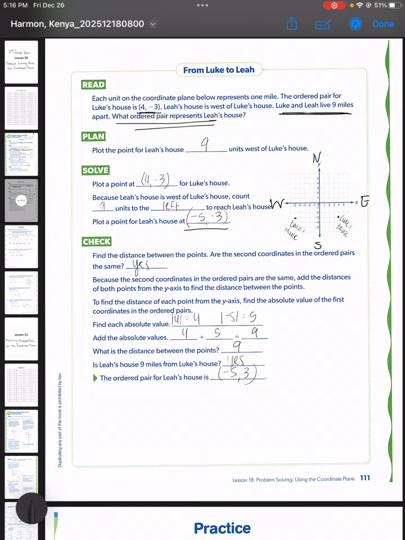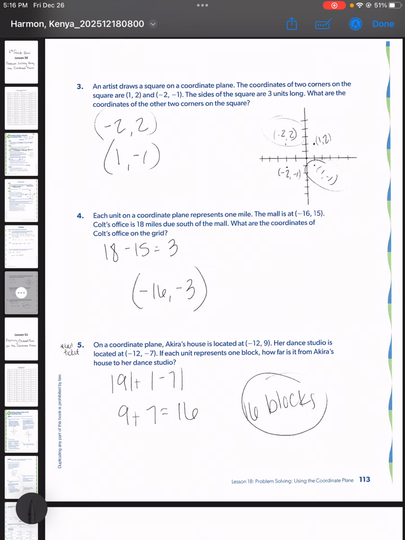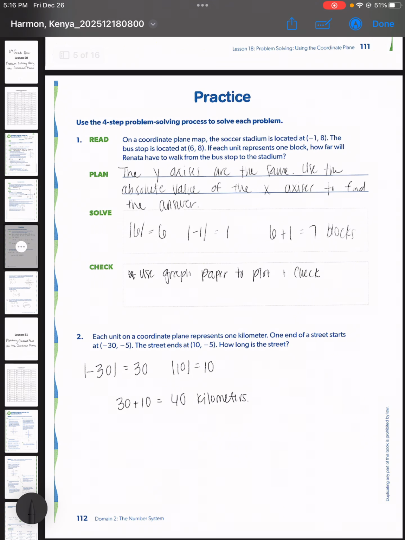We can use the strategy that we just learned in the first example to calculate the distance between the 2 coordinates, the numbers that are different, which is 4 and -3, to see if we get 9, and indeed we do. So students are going to use those strategies as they jump into the practice problems. They are going to need to use their graph paper for these practice problems. It's going to be really helpful.